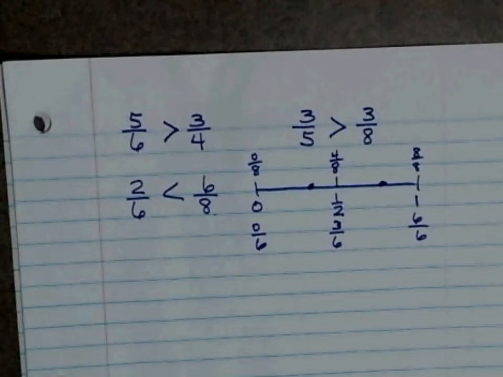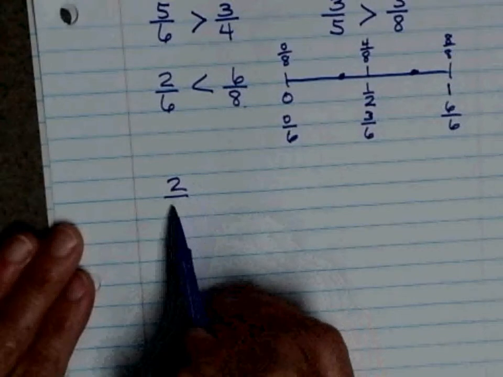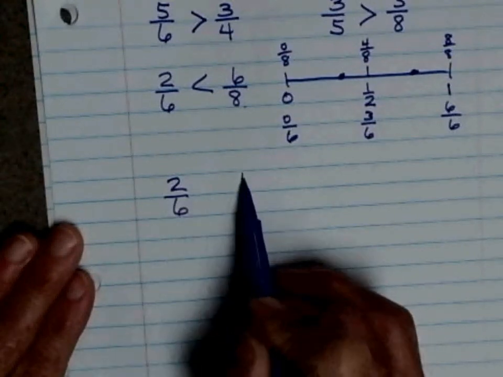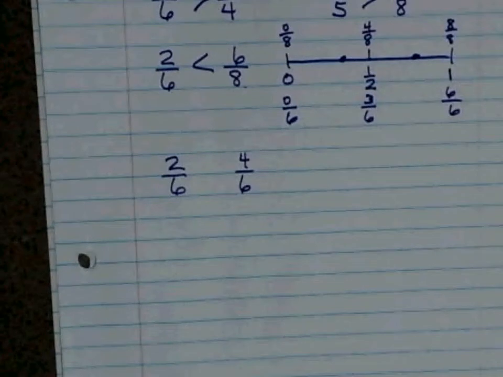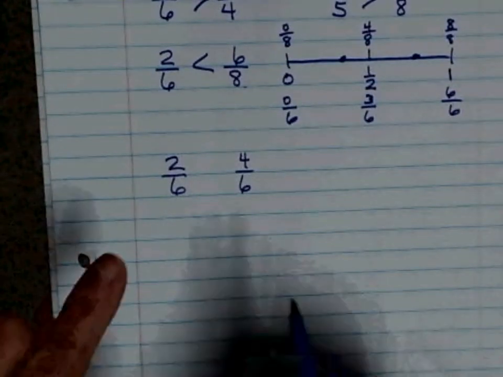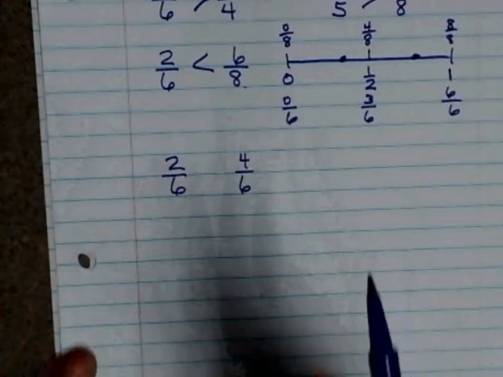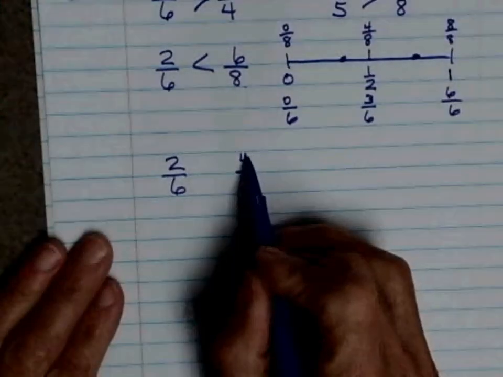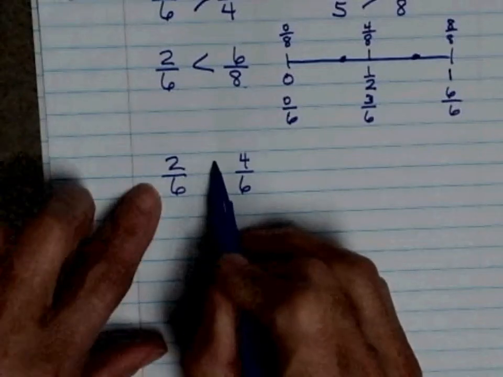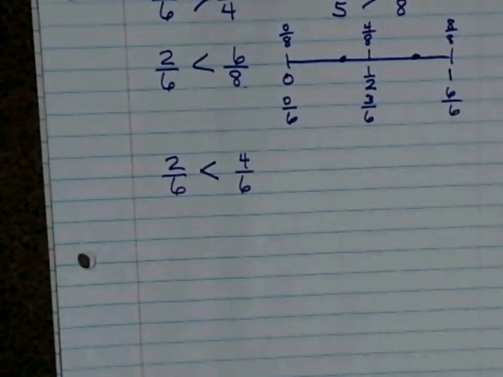And then let's review this strategy. Which strategy would you use to compare 2/6 and 4/6? Okay. I would use the same denominator strategy. That means they're the same size, so I want more. So 4 is more than 2, so we can see that 2/6 is less than 4/6.